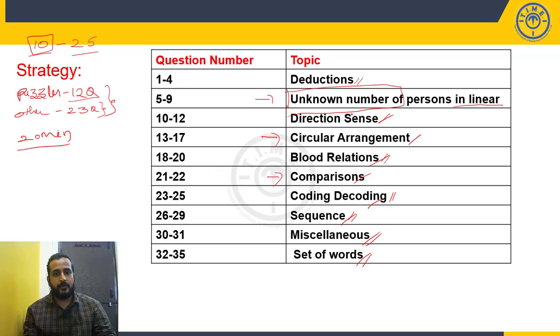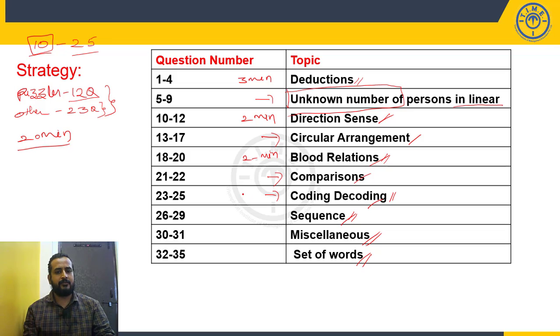So how much time may you spend? For deductions, 4 questions, it may take 3 minutes to answer. Direction sense, 3 questions, maximum 2 minutes. Blood relations, 3 questions, maximum 2 minutes: 1 minute to draw the family tree diagram, and 1 more minute or 30 seconds to answer the given questions.